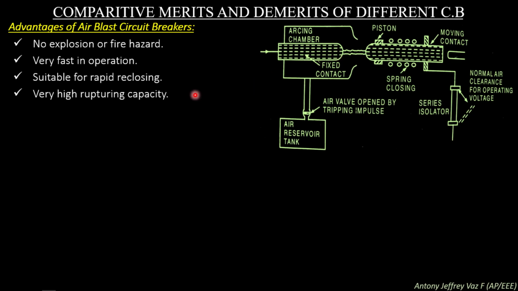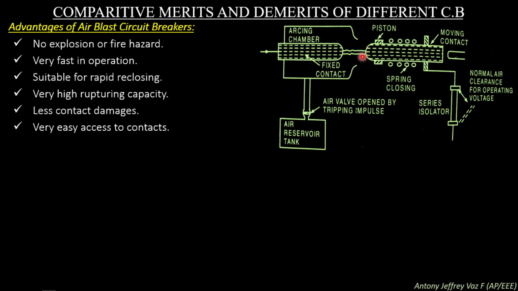Very high rupturing capacity. Since air has very high rupturing capacity, the air blast circuit breaker will also have a very high rupturing capacity. Less contact damage. Since the length of the contact can be increased further, the distance between the fixed and the moving contact is more, so the damage caused by arc pressure and heat is released in air and not in the contacts. So the contact damage is very minimal in air blast circuit breakers.